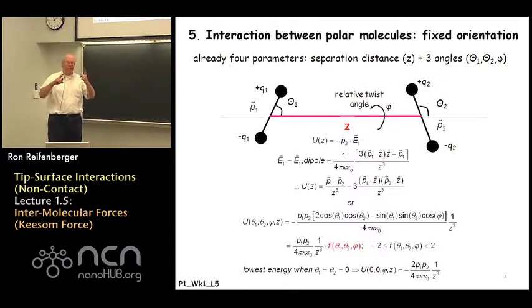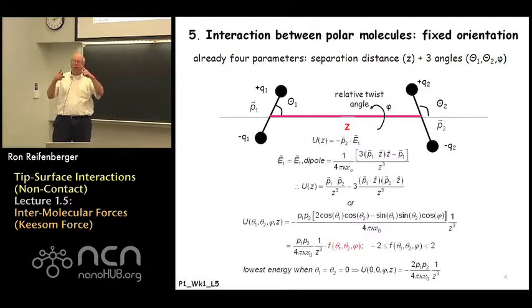So the complexity of these interactions goes up very quickly, because now if you have two molecules with permanent dipole moments, you can adjust the relative angle of the two dipole moments, one with respect to the other. And then in addition, you can twist one dipole moment with respect to another. So now there's four variables that have to be taken into account.